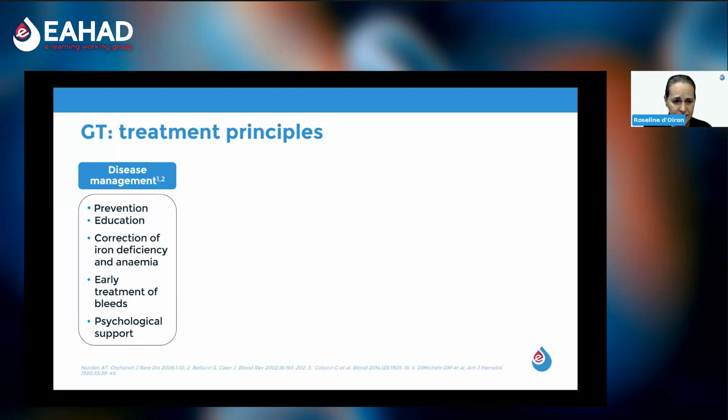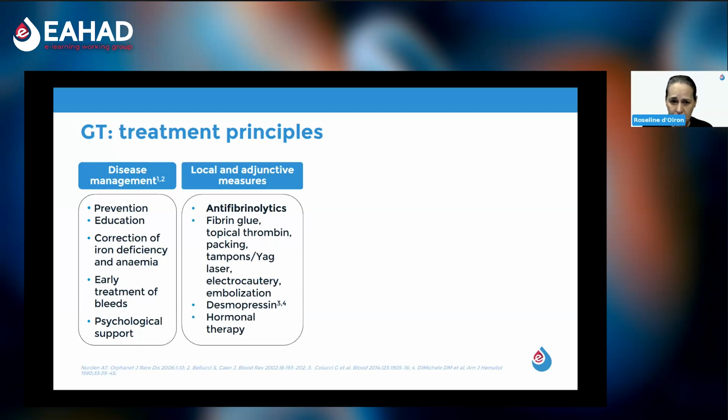The principle of treatment in Glanzmann Thrombasthenia really relies on a lot of prevention, education, correction of the consequences of the bleeding episodes like correction of iron deficiency and anemia, early treatment of bleedings, and psychological support. Local and adjunctive measures like antifibrinolytics, fibrin glue, topical thrombin, electrocautery, or embolization can be really very helpful in order to limit and stop those bleedings. And usually they are quite effective for a quite high number of bleeding episodes.